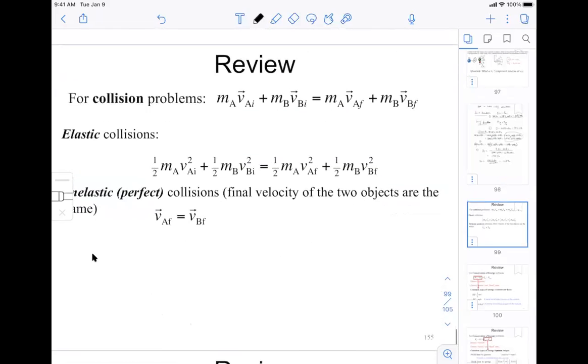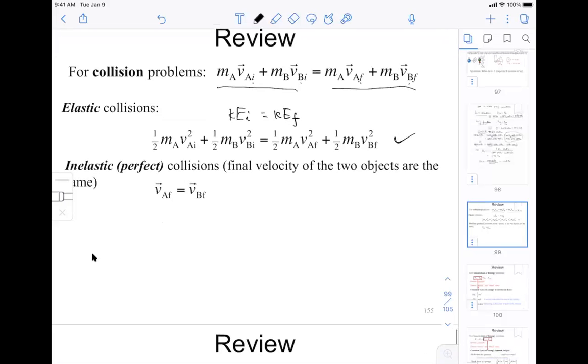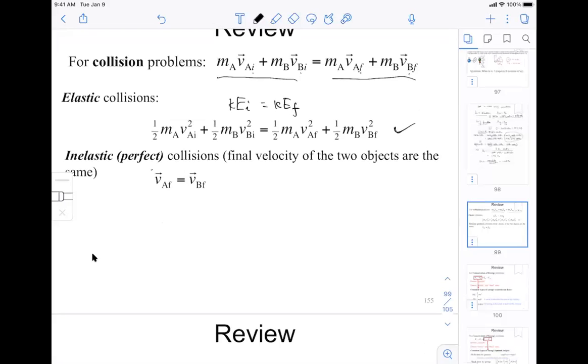So for collision problems, you always use conservation of momentum, okay? If your system consists of A and B, so A and B together, the initial momentum of them is equal to the final momentum of them. And when you have an elastic collision, you have one extra condition: the kinetic energy of your system initial and the kinetic energy of the system final should be equal. Right? So you have one extra condition. When it's perfectly inelastic, you have another condition: because the objects stick together, they have the same final velocity. Okay.